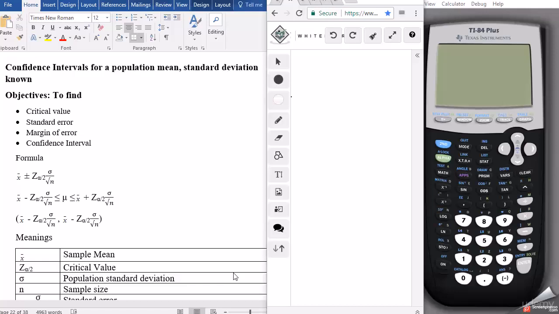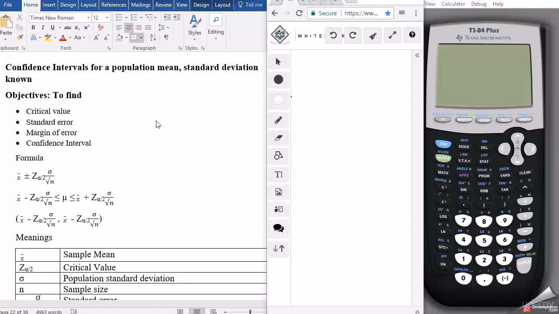Hello, welcome back. Today we're going to be talking about confidence intervals. We're going to learn how to use confidence intervals to predict the true population parameter. And we're going to start with finding confidence intervals for a population mean when the population standard deviation is known. And to do that, we're going to learn about critical value, standard error, margin of error.